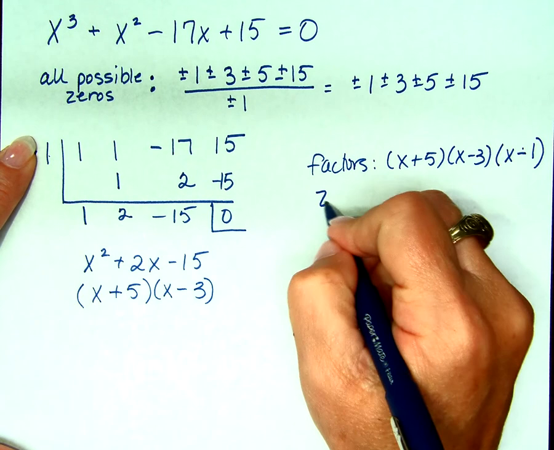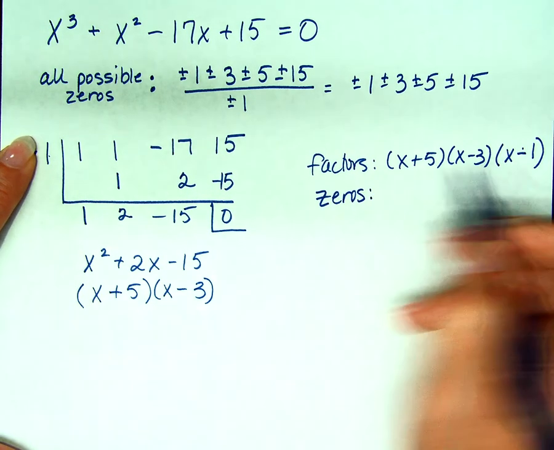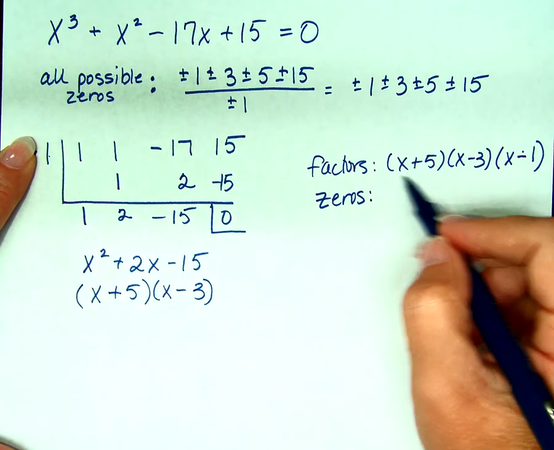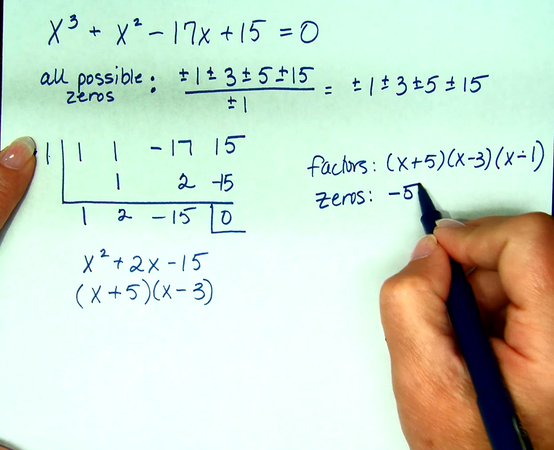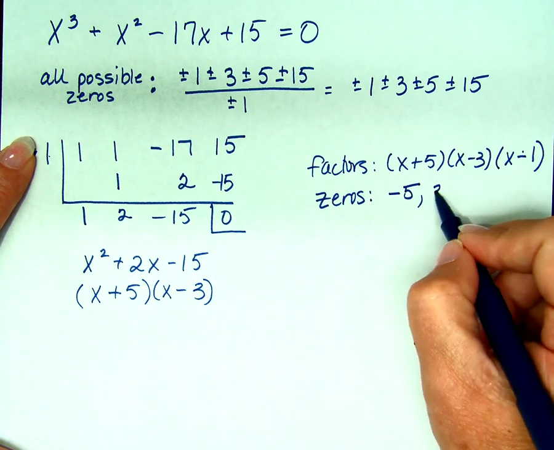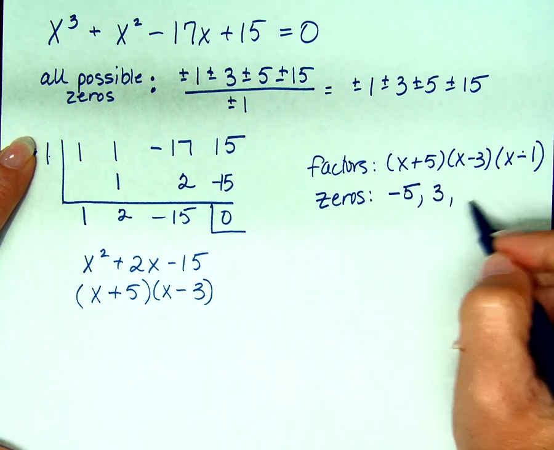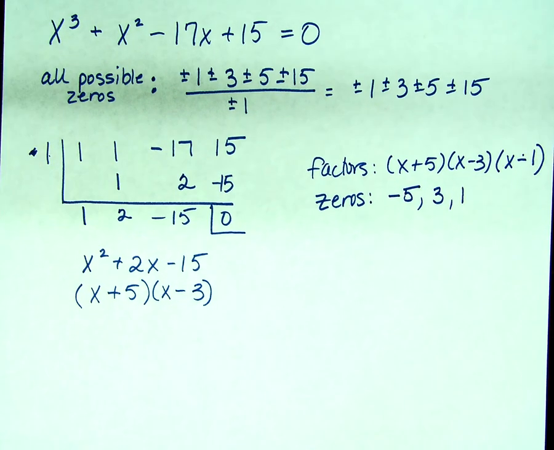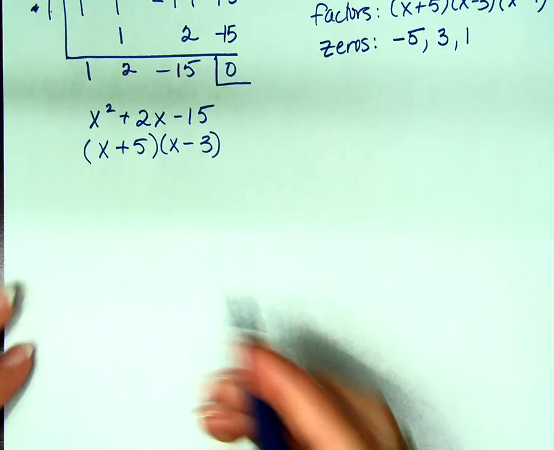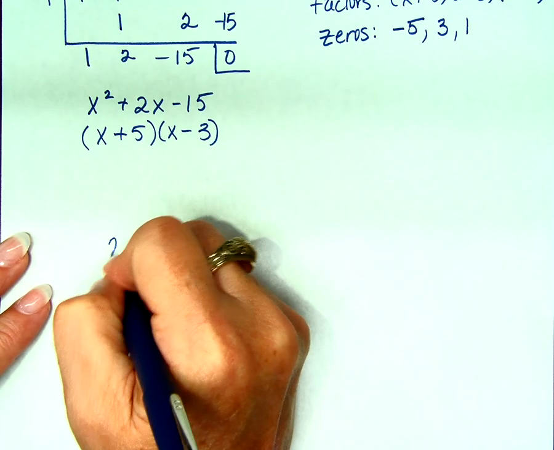What are my zeros? The zero from here is negative 5. The zero from here is 3. And the zero from here is 1. Any questions? Guys, the only thing that I didn't show you real quick is if my equation looks like this.